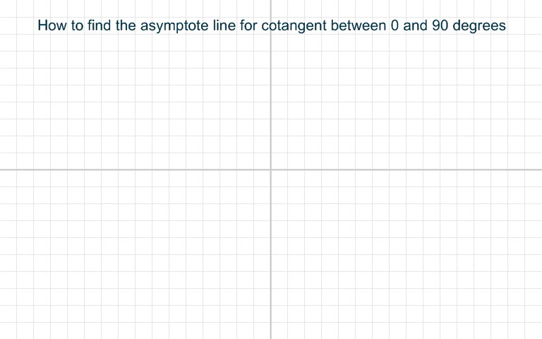Hi everyone, we're going to find the asymptote lines for the cotangent function between 0 and 90 degrees. Basically, what I'm going to do first is graph my cotan function. I know cotan is cosine over sine, and I can't divide by 0, so first I'm going to graph cosine and find my asymptote lines for the parent function.